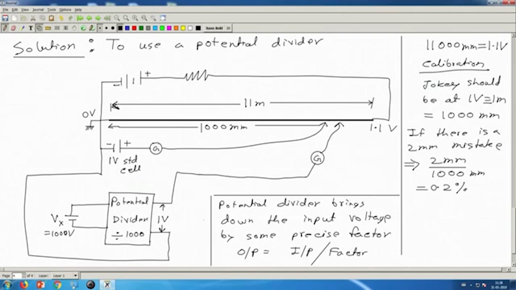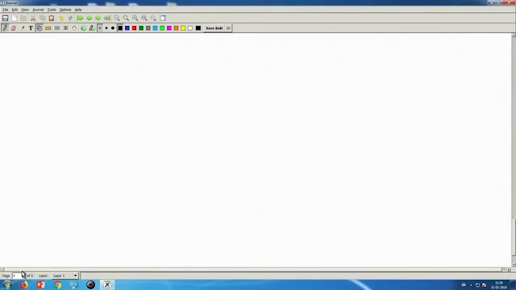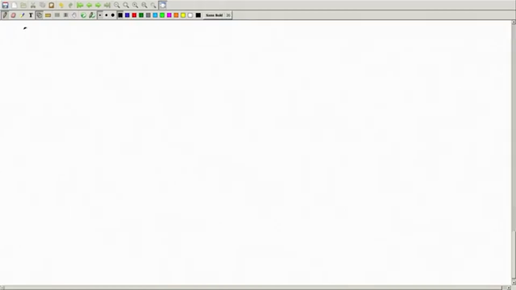But just a small note, even if this is 1001 by an error, it will cause only 0.1% error, and that is not as large as 2% or 20% in the previous example. So, this error can still be small depending on how good this potential divider is. Now let us see how a potential divider can be made. Let us now see the circuit of a potential divider. We have already seen why it is useful.